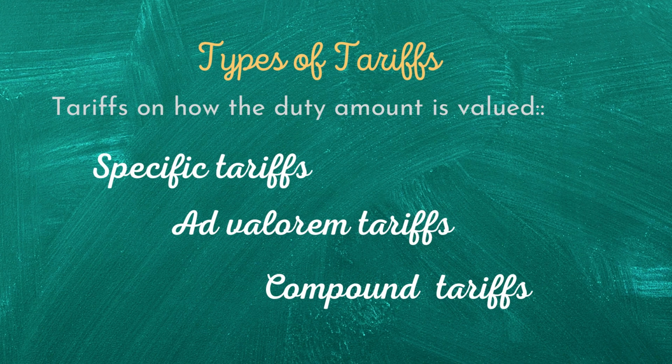The second is ad valorem tariff. These are tariffs based on a percentage of the value of each item. For example, an ad valorem tariff would be a 20% tax on the value of the car imported into a country. The last one is compound tariff. Now, these are tariffs that are a combination of specific tariffs and ad valorem tariffs. For example, a compound tariff might consist of a fixed $100 duty plus 10% of the value of every imported good.